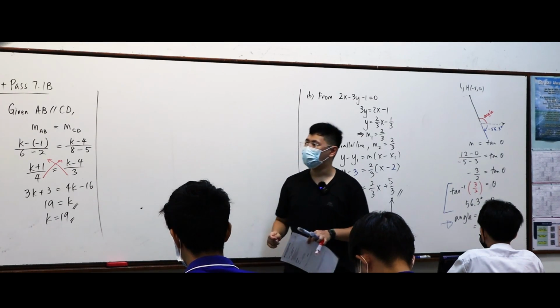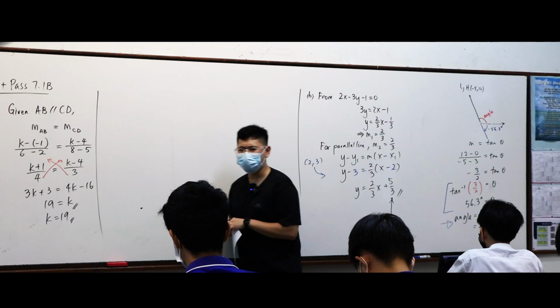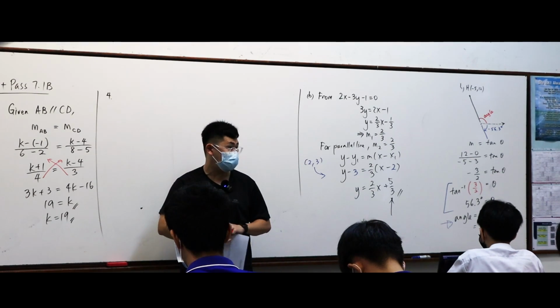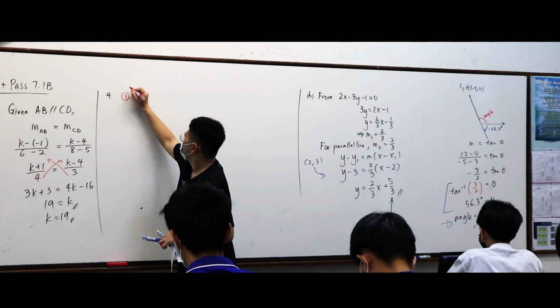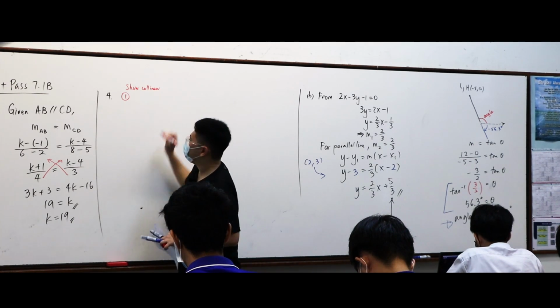Okay. All right. Number 4. Show that P, Q, R are collinear. So how do we show that 3 points are collinear? We need to show 2 things. In order to show that something is collinear, we need to show two things.